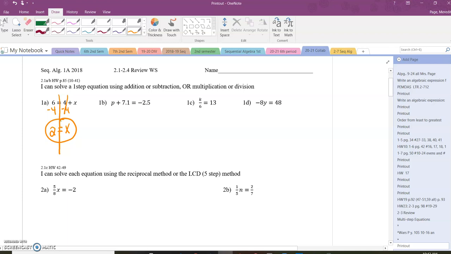Most important thing you guys need to remember is showing your work clearly, because we will require that when you guys turn in your test. You guys can do 1B. I'm going to go ahead and do 1C.